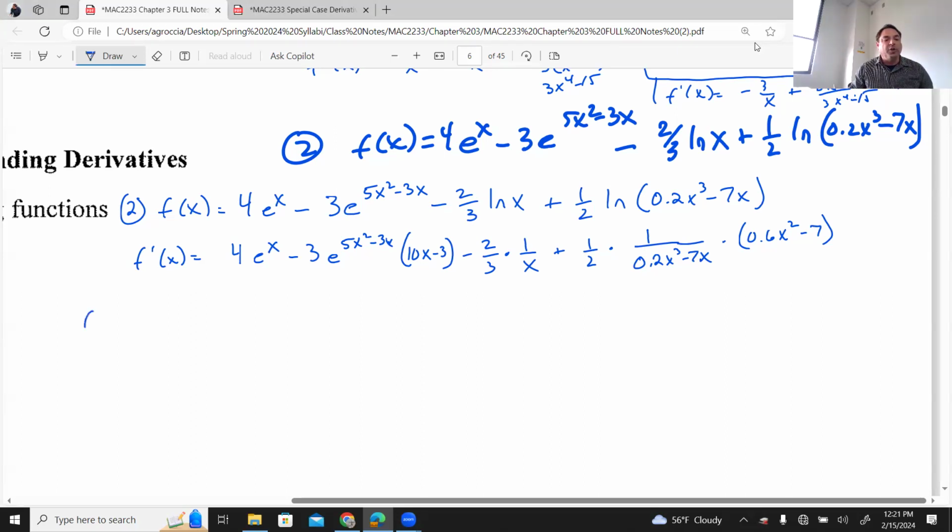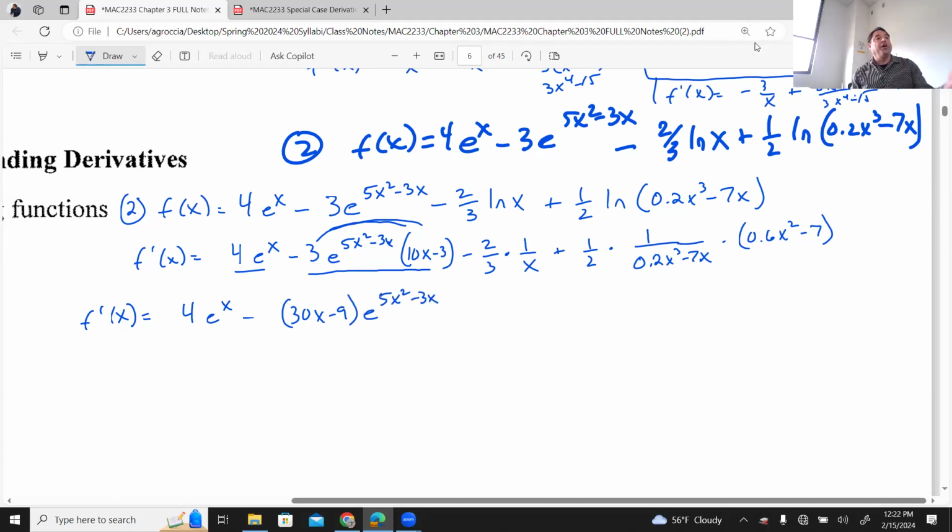So be careful. Don't be afraid of it. We just have to be good at algebra. So the first one's good to go, 4e to the x. The second one, now again, you could leave it the way it is, but if I wanted to simplify it, I can distribute this 3 in parentheses, and that would be 30x minus 9 times e to the 5x squared minus 3x. Again, you could also just leave it the way it is. You could also distribute the negative 3 and make it positive. There's a lot of other ways to do that, but you would try to clean it up a little.